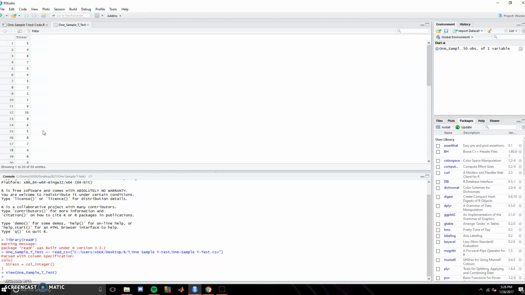Today we're going to do a one sample t-test. The one sample t-test is used when you want to test a mean from a group against a population mean.